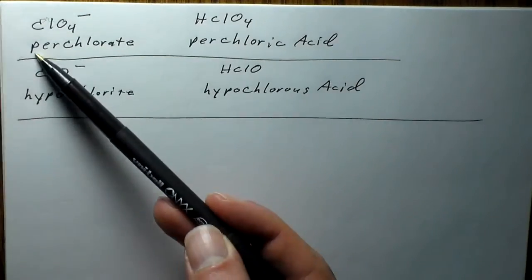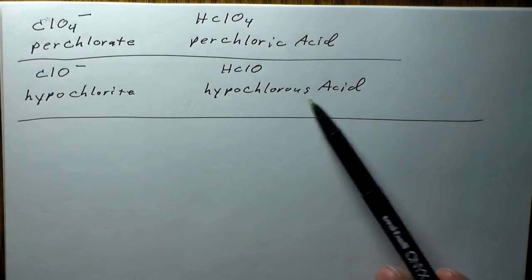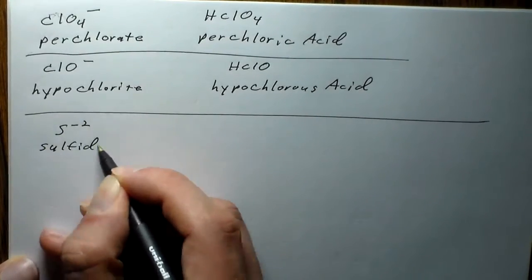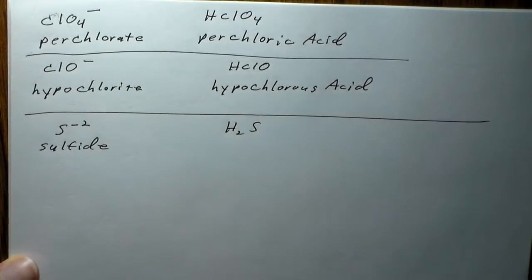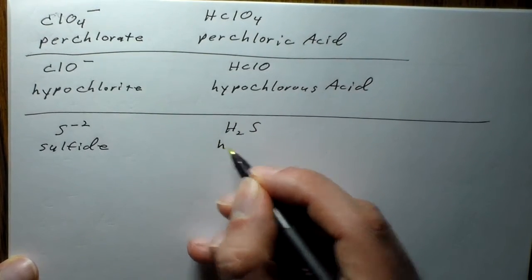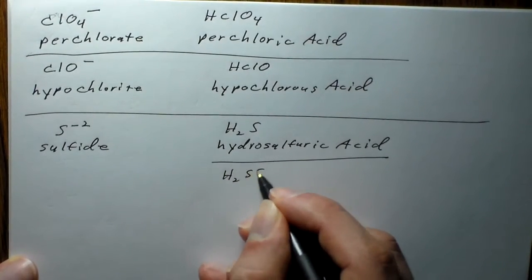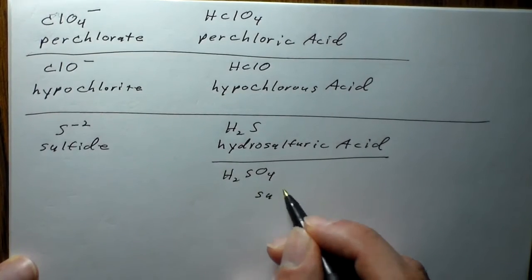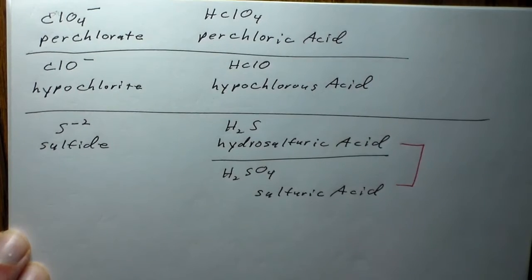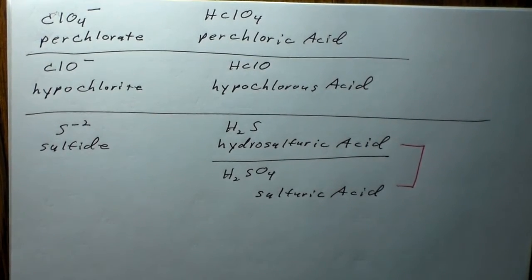So again, here's perchlorate becomes perchloric acid, hypochlorite becomes hypochlorous acid. And also here we can even look at sulfide. This could form H2S, also commonly known as hydrogen sulfide, but if you form the acid, this can be known as hydrosulfuric acid. Just notice the difference between this and H2SO4, which is just sulfuric acid. So again, another great test question: the difference between hydrosulfuric acid and sulfuric acid. So just be aware of that.